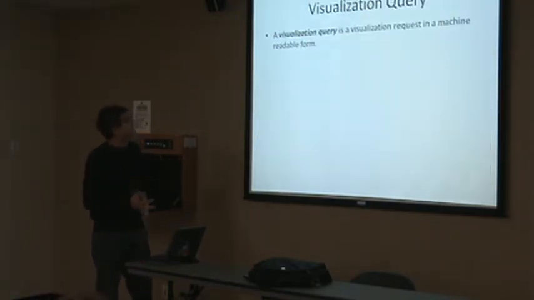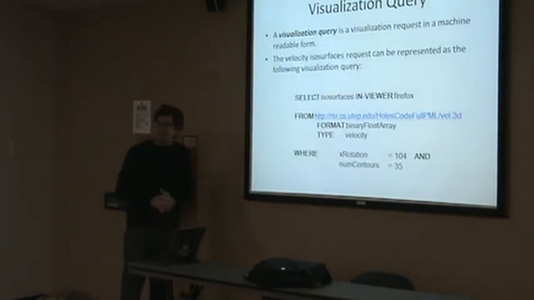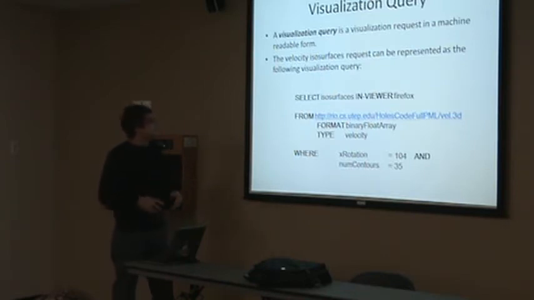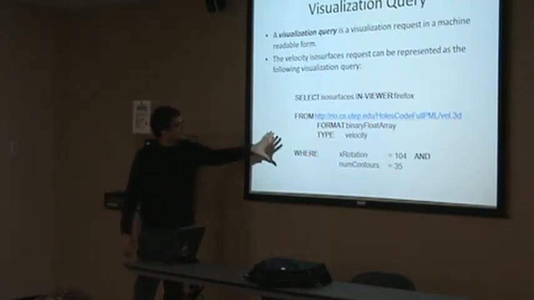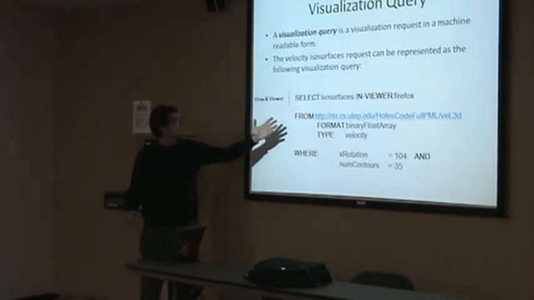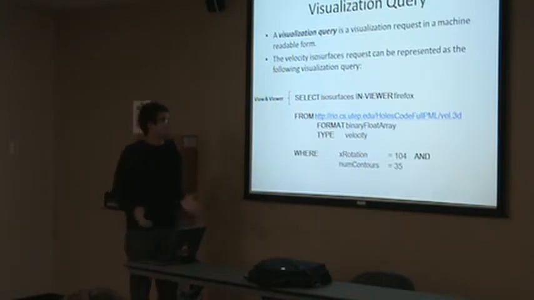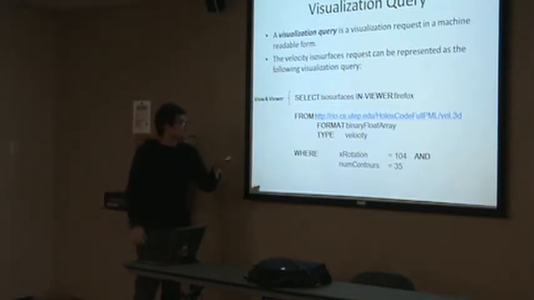Specifically, a visualization query, as I said, is a visualization request in some machine-readable form. I'll show you an example of what one looks like. If we wanted to generate those velocity isosurfaces, we would write this query. You can see that I've broken the query into three sections to highlight the components of these queries. The first section specifies the view and viewer. So this is saying, select isosurface. I want to see isosurfaces, and I want to be able to see the results of these isosurfaces in my Mozilla Firefox, for example. There are other viewers too, but this is just a simple one.